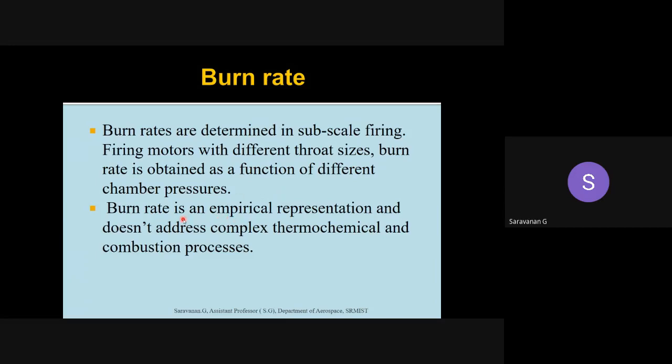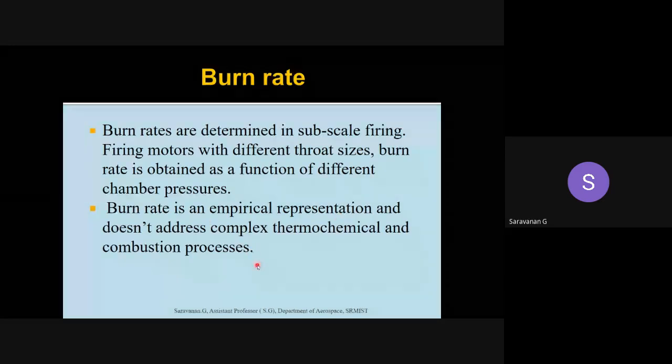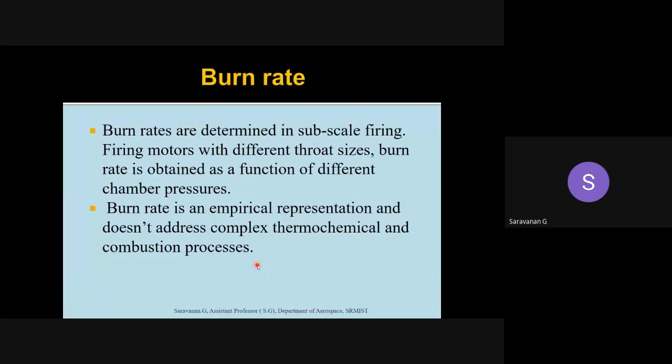Burn rate is normally given as a correlation or equation. It is an empirical representation and does not address any complex thermodynamic or combustion processes. That equation is known as the burn rate law, and it is all an empirical representation, not a complex thermochemical or combustion process equation. It gives the representation mainly in terms of chamber pressure. So burn rate is majorly dependent on the chamber pressure. That is what is given under this topic.